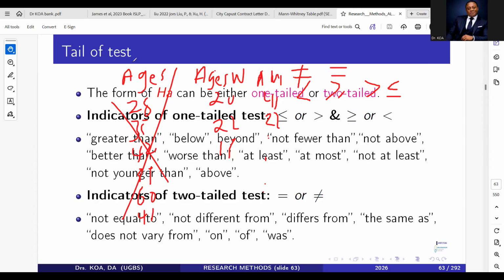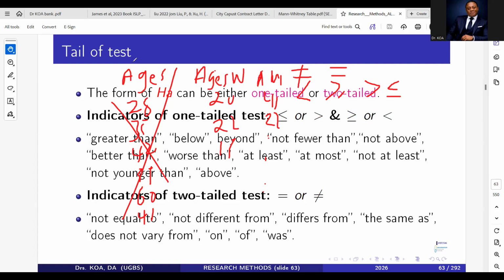So what I'm saying is that the kind of sample that you are dealing with will determine the kind of null and alternative hypothesis formulation you will make. That's what I was saying. Do you understand so far? If you don't understand, say. Do you understand what I'm saying? Understood. Okay.